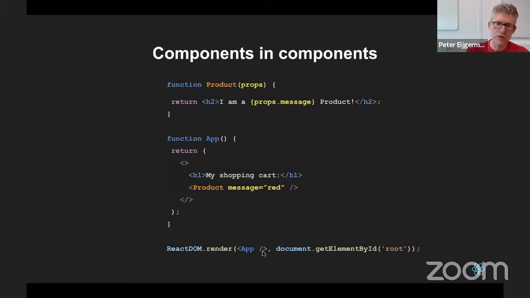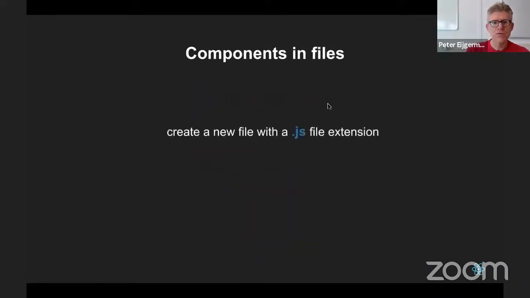We start up the application, and we define here our entry component. This is our entry component. It will return this JSX, my shopping cart. And I also call another functional component, the product component, with the property message, which will be defined here. This new component: I am a red product. So this is the starting point of the application.